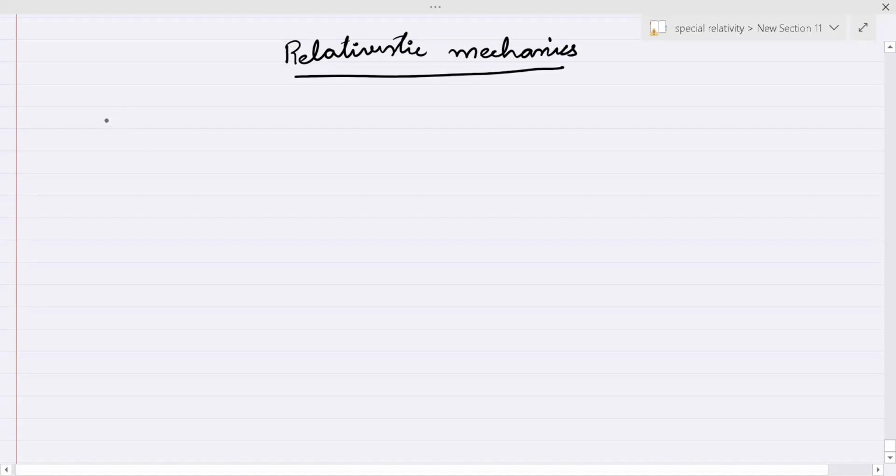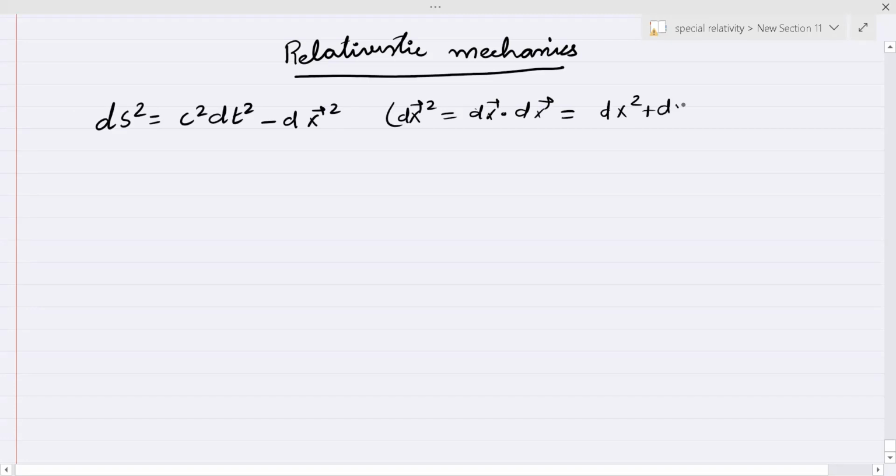Relativistic mechanics. So far we were discussing, I'll just summarize some of the things. Okay, we said that the geometry of space-time is like this: ds square is equal to c square dt square minus, you can write it as dx vector square, because dx vector square means dx vector dot dx vector. That's equal to dx square plus dy square plus dz square, right? That's one way. Or we can write dr square, if you like.